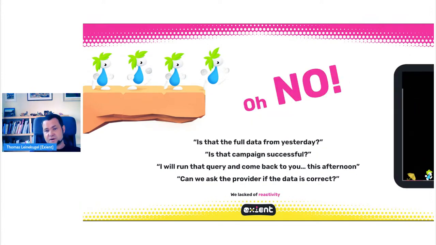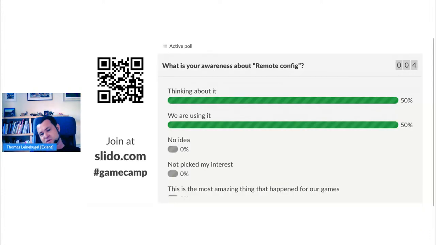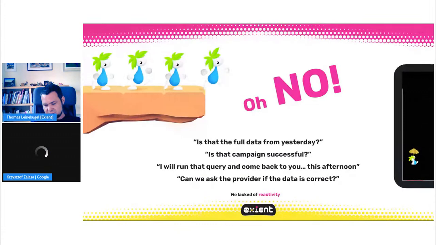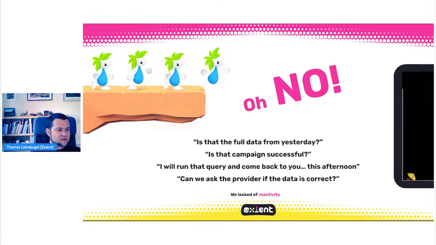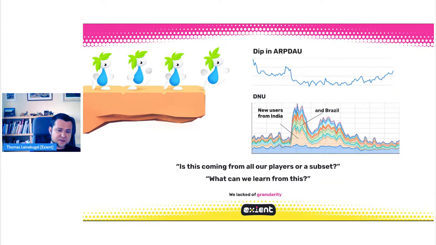Next step, time-related issues. If you are doing some UA, you know how precious time is, how fast you want results. And then we would get those questions very quickly. Do we have the data from yesterday? How is that campaign performing? And if we wanted to go with bespoke requests, then it would take ages. So here, we lacked reactivity.